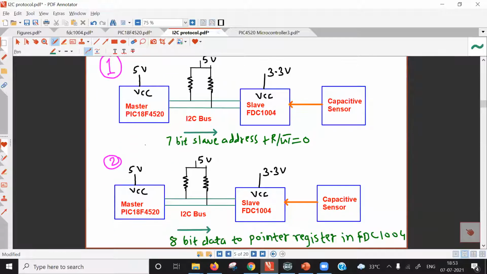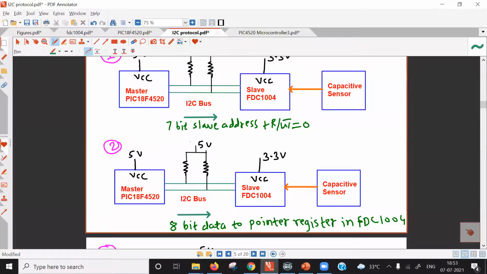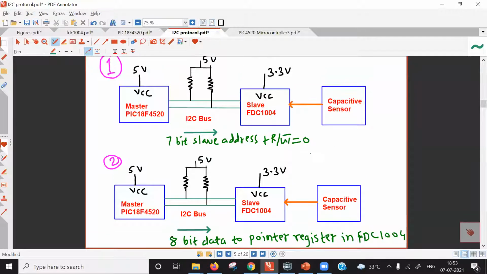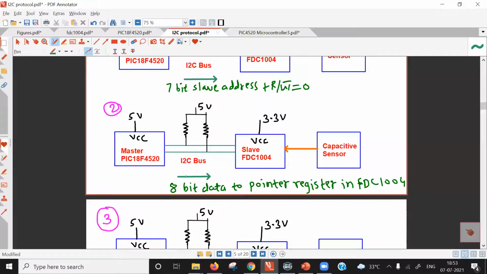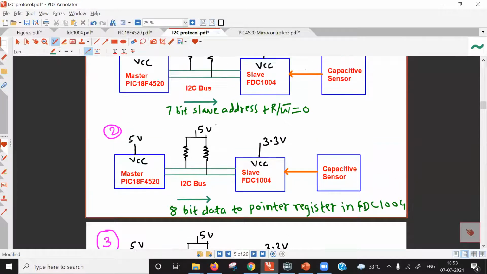So in the read operation, the first 2 cycles are write cycles. First of all, we are transmitting the 7-bit address, and the last bit is logic 0, indicating that the next cycle is a write cycle. In the second cycle, 8 bits are again transmitted, and this 8-bit data is written to the pointer register. That's what is written: 8-bit data to pointer register in FDC 1004. Why is this bit 0 here? Because in the next cycle we are going to load the pointer register with the required value so that it points to the SFRs needed for the next read operations.